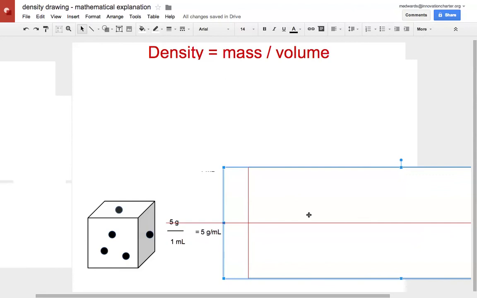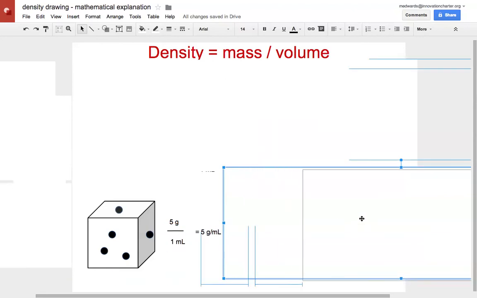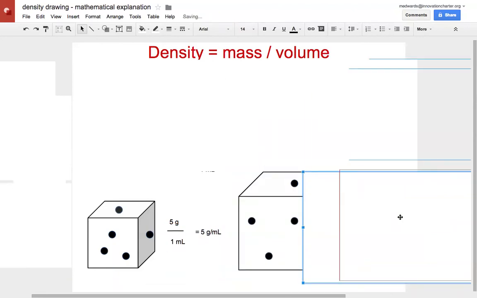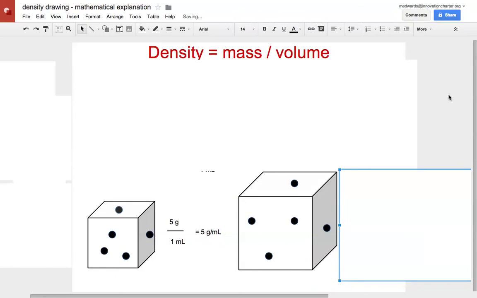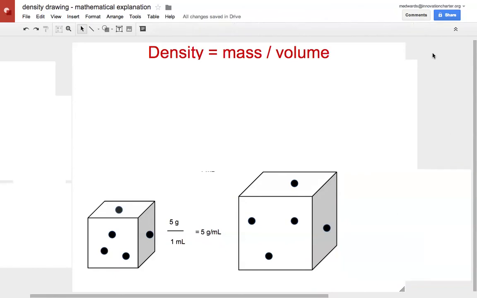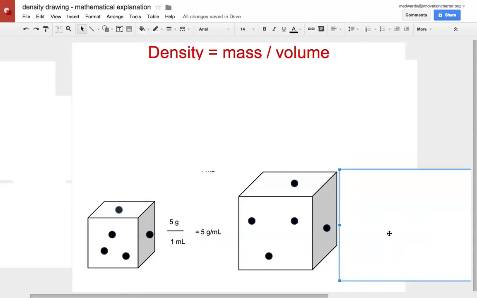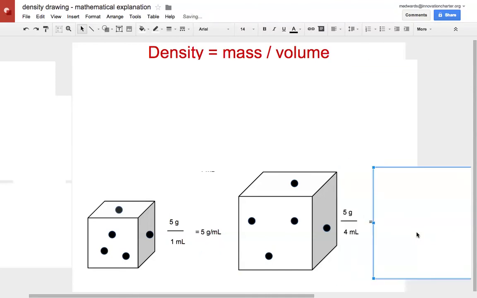So now we're keeping the mass the same, 5 grams, but now the volume is changing. We could increase it, we could decrease it. In this case, I chose to increase the volume. So now you have a volume that's much bigger. But 1, 2, 3, 4, 5, we have the same amount of matter, 5 grams, but now the volume has changed.